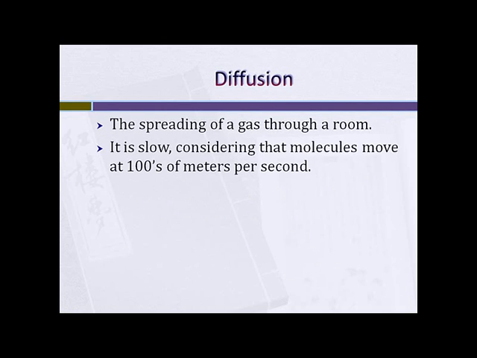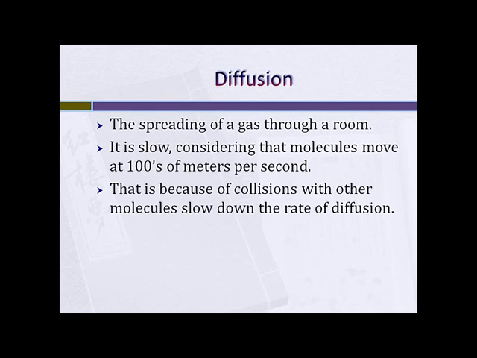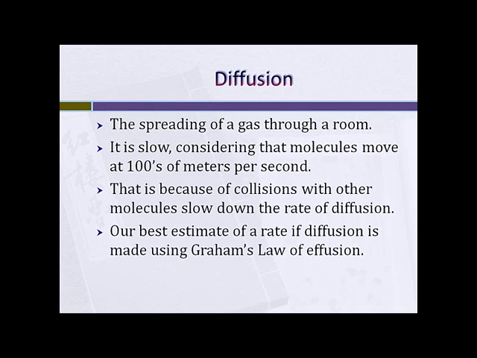The spreading of gas through a room is called diffusion. Now, diffusion is actually quite slow, considering that molecules are moving at hundreds of meters a second. But it all comes down to that mean free path thing and the fact that there are collisions with other molecules, molecules of oxygen, nitrogen, carbon dioxide, and other things in the air, for example. That slows down the rate of diffusion, but we can still come up with our best estimate of the rate of diffusion by looking at Graham's law of effusion. But they're not the same thing.